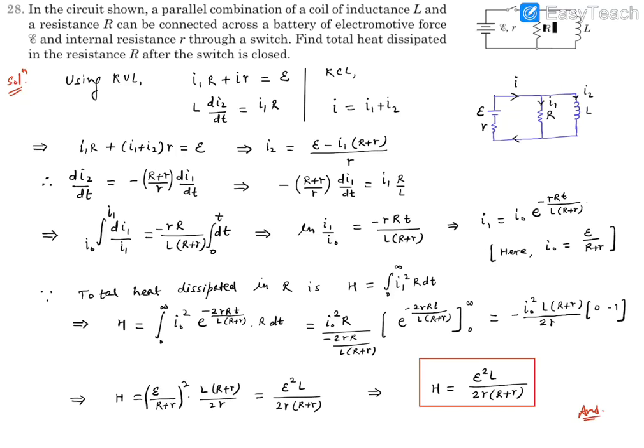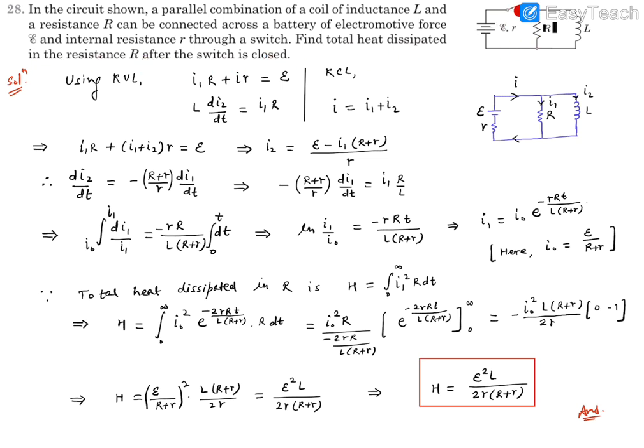Hello, here's question number 28, which reads: in the circuit shown, a parallel combination of a coil of inductance L and a resistance R can be connected across a battery of electromotive force E, internal resistance r, through a switch. Find the total heat dissipated in resistance R after the switch is closed.